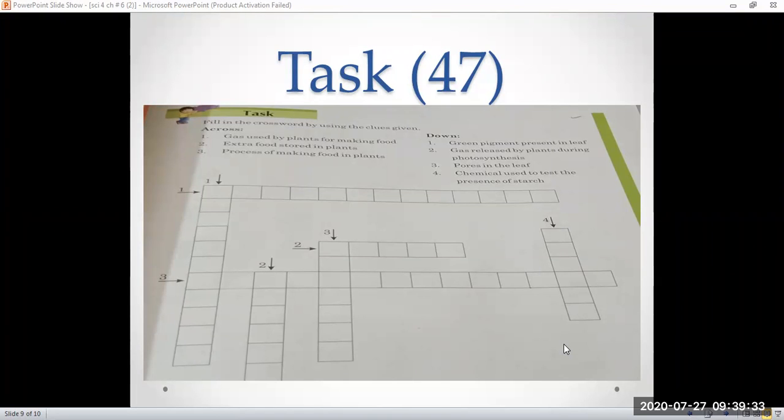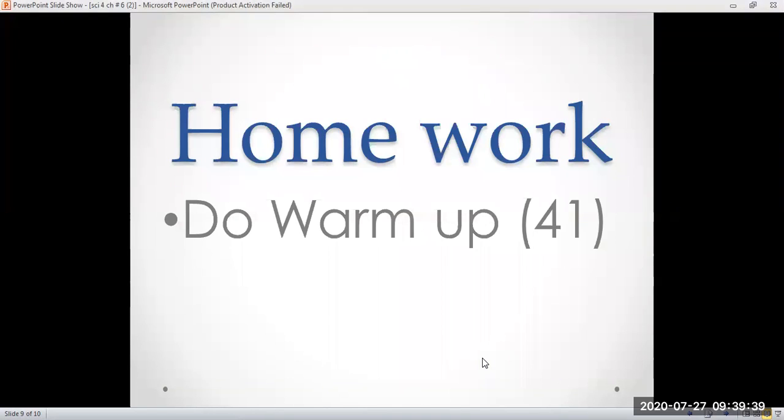So students, this is all your classwork, and in the homework what you are going to do is your warm up, that is on page number 41. This is your home task. You can open the book, page number 41. I will explain what you have to do in your homework. So you have to collect a leaf and paste it here.